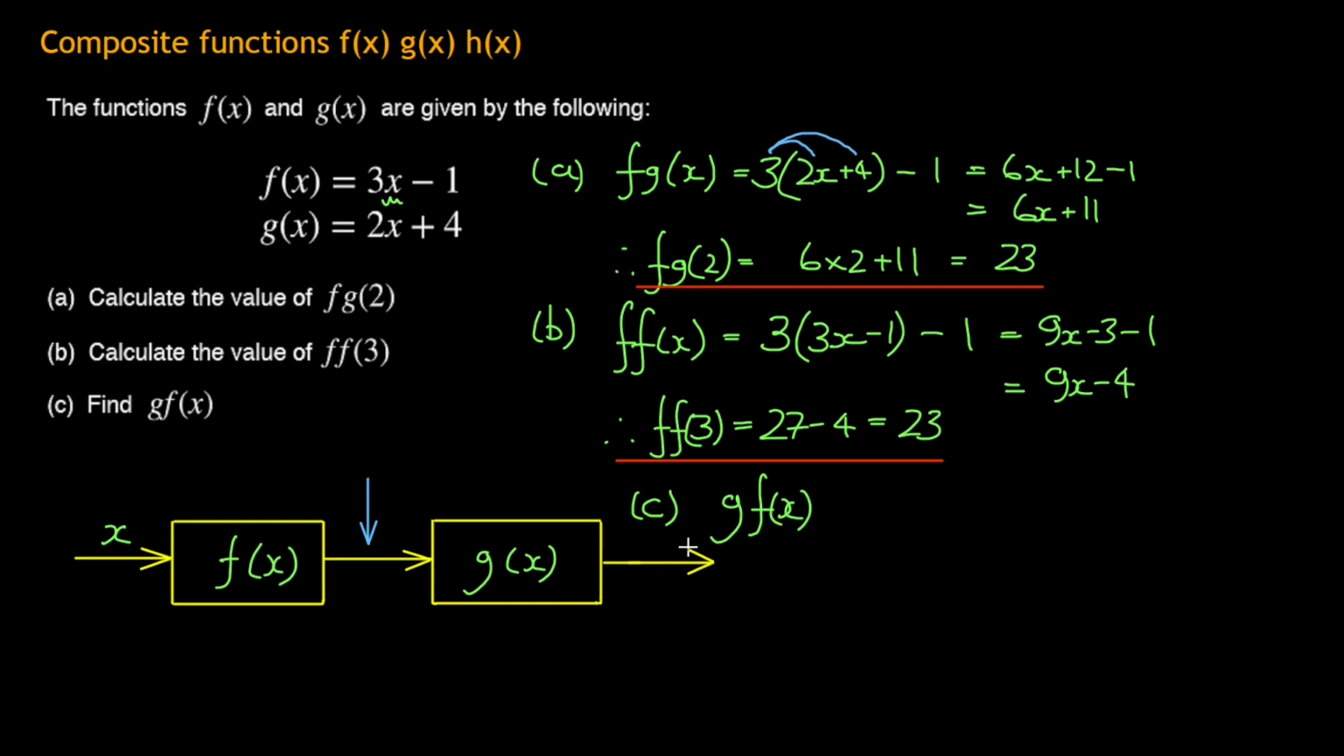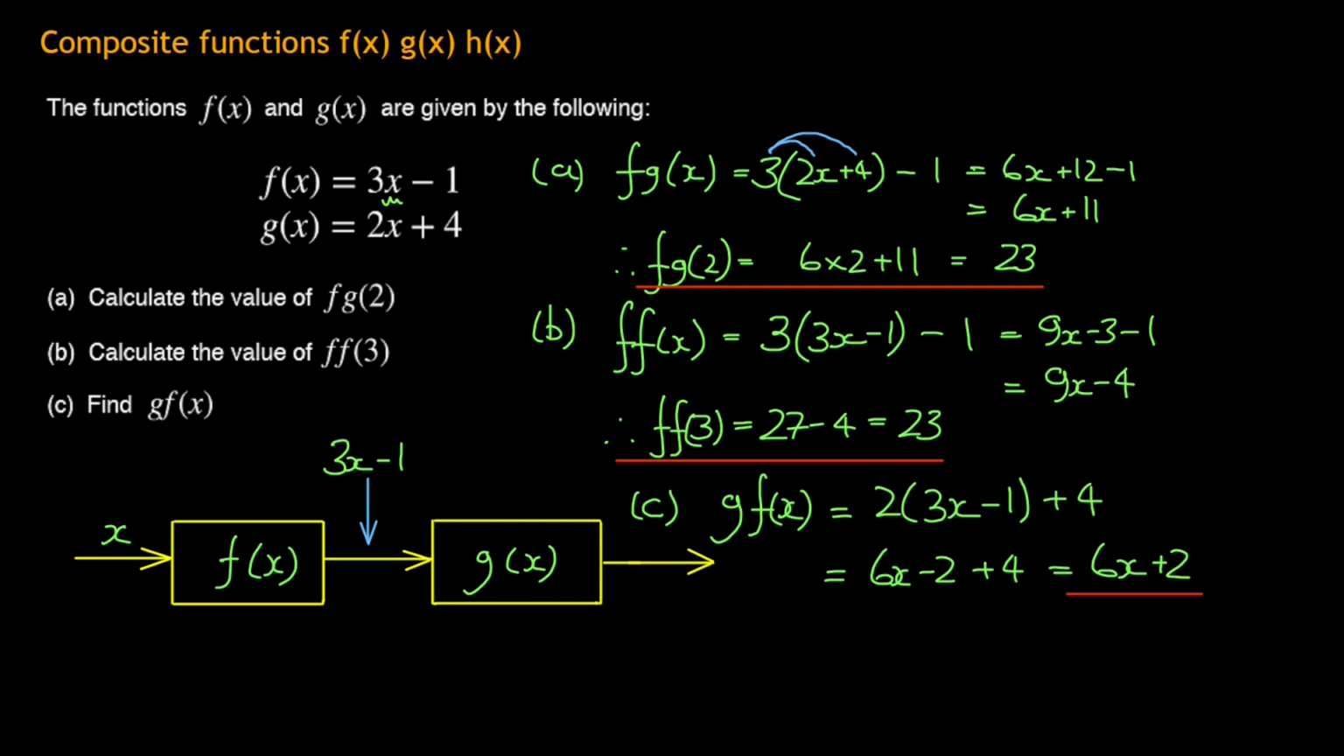In part C, we've been asked to find gf of x, and here is the arrangement. X travels into the f box first, and then the result is g'd. So coming out of that first f box, I get 3x minus 1. That now becomes the input to the g box, so I can say that gf of x is going to be equal to 2 times its input, which is 2 multiplied by 3x minus 1, plus 4. Expanding that bracket, 6x minus 2 plus 4, and that is equal to 6x plus 2. And that's the answer to part C.